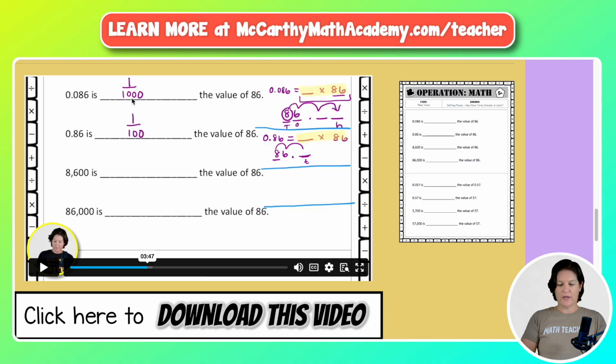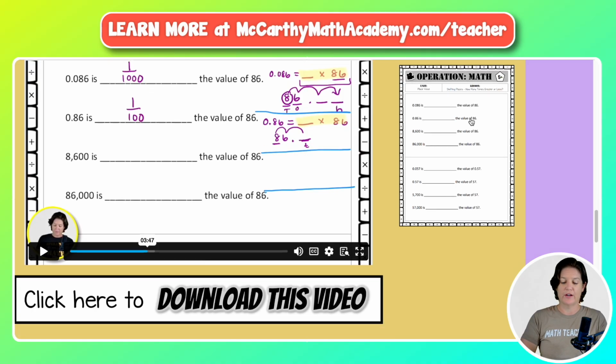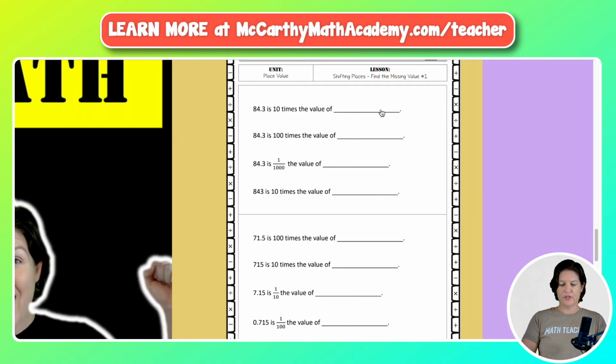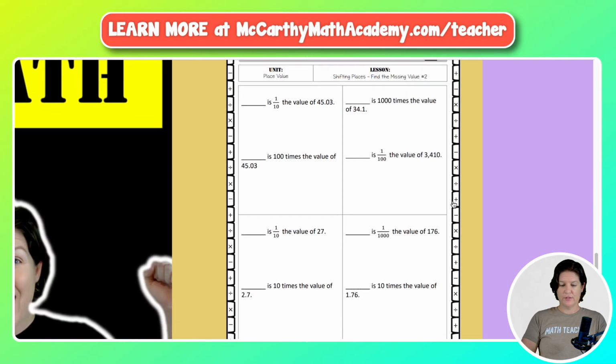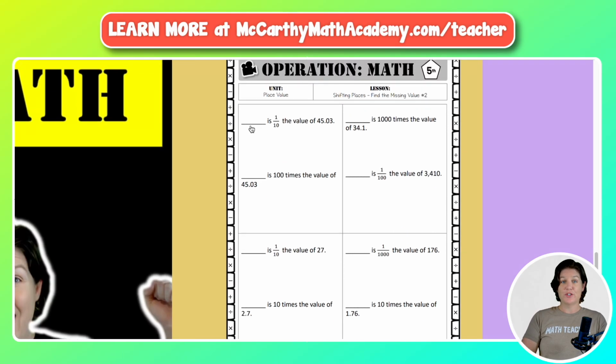Okay, so you can see here that we're actually going to be taking the statement and rewriting it and showing what's going on there. Okay, here the missing value is over here this time. So we're practicing how do we tackle statements like this and find the missing value if it's over here. The next video lesson will be removing the value first. Blank is 1/10 the value of 45 3/10.